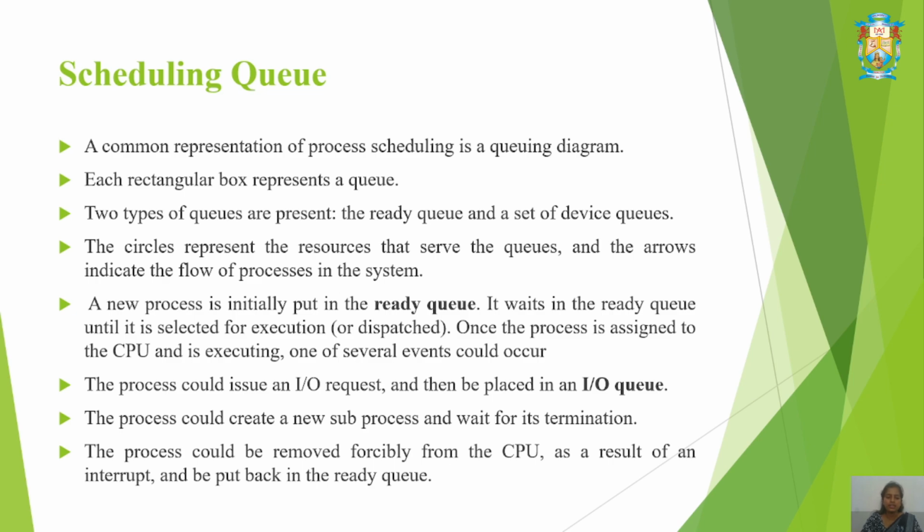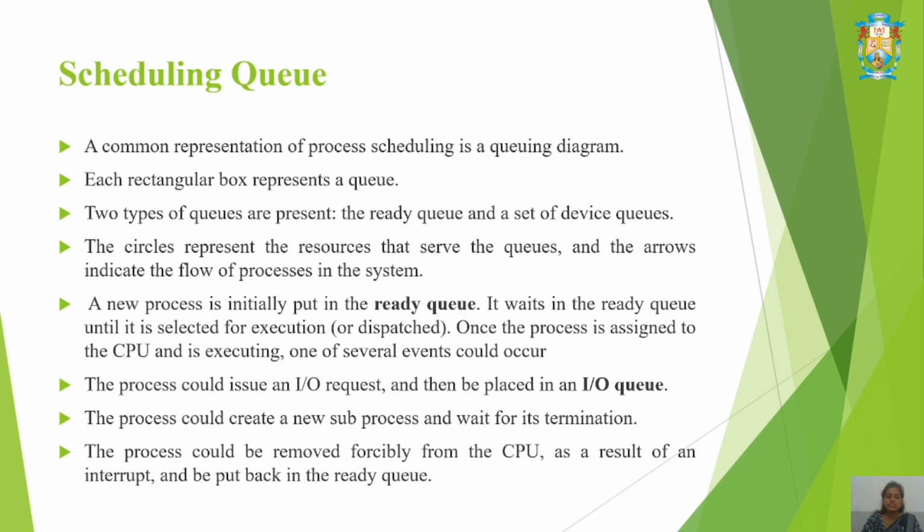Now, once a process is assigned to the CPU and is executing, some events could occur. A process could issue an input-output request, in which case it will be taken into the I/O queue, also called the device queue. A process could create a new sub-process. In such cases also, it has to wait for its termination, and those processes will be taken into the device queue.